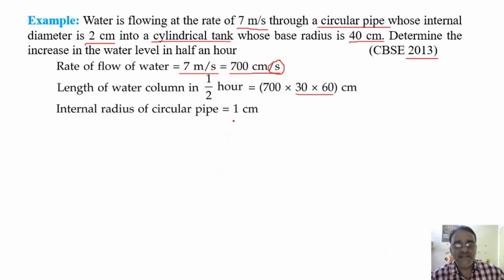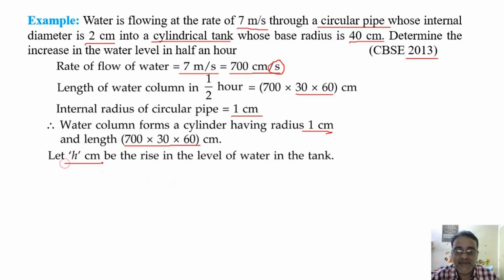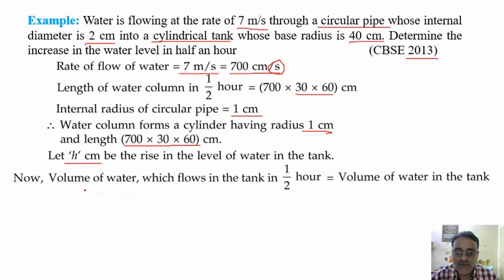Internal radius of circular pipe is given, actually diameter is given 2, so radius will be 1 centimeter. And water, again here also the water column forms a cylinder having radius 1 centimeter, and the length is 700 into 30 into 60. Let H be the rise in the level of water in the tank. So volume of water which flows in the tank in half an hour will be equal to volume of water in the tank.